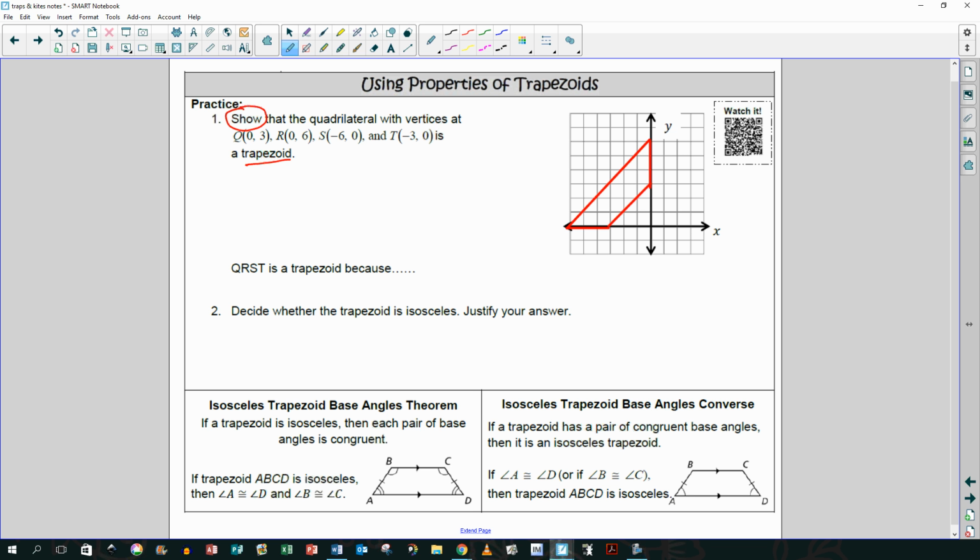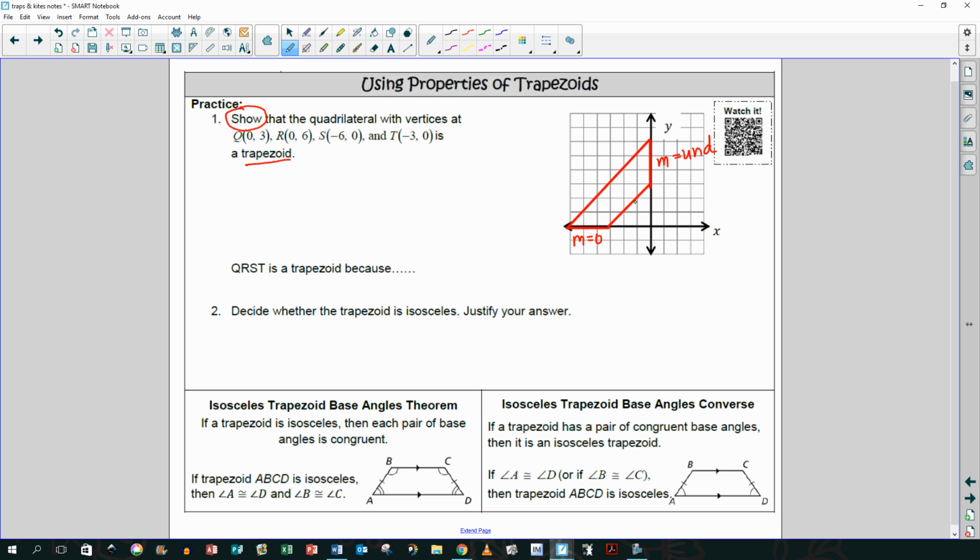Same slope. So what we're going to do is find the slope of all of our sides to see if any of them are the same. That way we know if it's parallel. So remember, the slope of a horizontal line is 0. The slope of a vertical line is undefined.